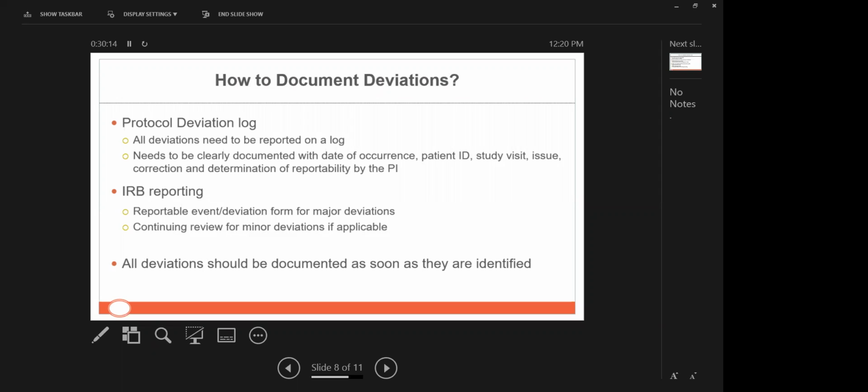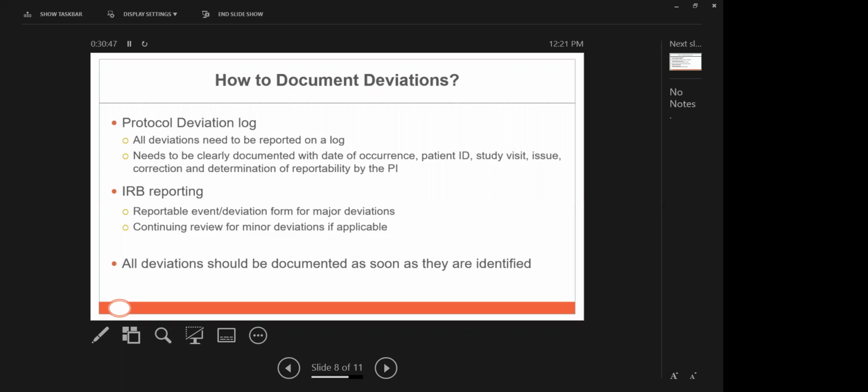Okay, the other way to sort of document is if something is considered major and we need to report to the IRB. Usually the IRB has a reportable event or a deviation form that you would complete and submit to the IRB. And again, you want to do this as soon as the assessment of the deviation has been made and you guys have assessed it to be reportable. And then for minor ones, if it is applicable with your IRB, you would report that at the continuing review. Okay, and then you want to just document that the IRB has acknowledged that.